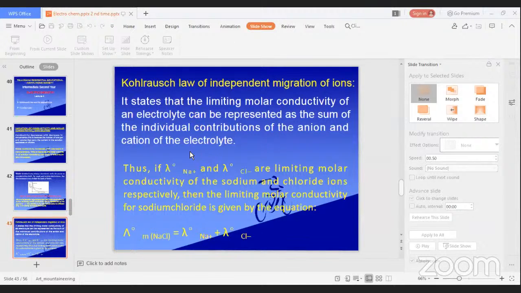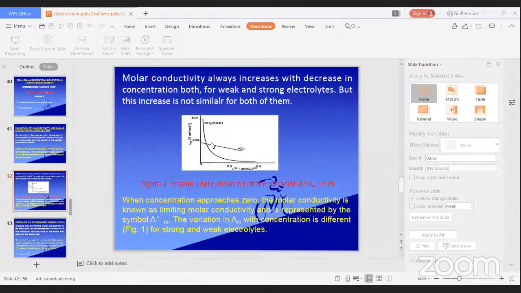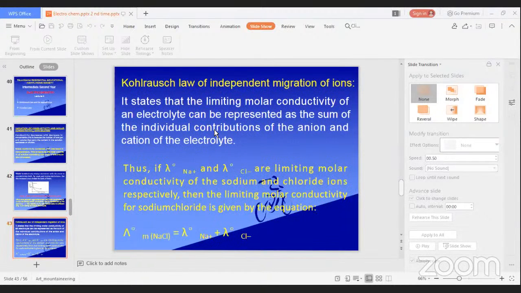In the previous slide, we were unable to calculate the limiting molar conductivity of weak electrolytes. So Kohlrausch's law was introduced to calculate the molar conductivity of weak electrolytes. It states that the limiting molar conductivity of an electrolyte is the sum of the individual contributions of the anion and cation.